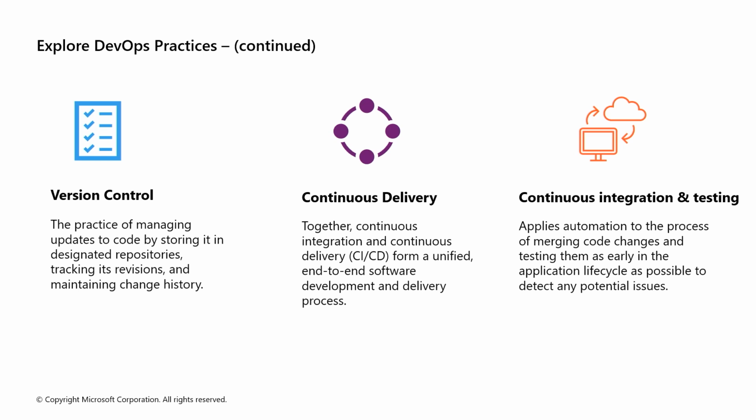Moving on, next we have version control, which is the practice of managing changes to source code over time. It allows multiple developers to collaborate on a project, track changes, and revert to previous versions if needed. Version control systems such as Git provide a centralized repository where all code changes are stored and managed.